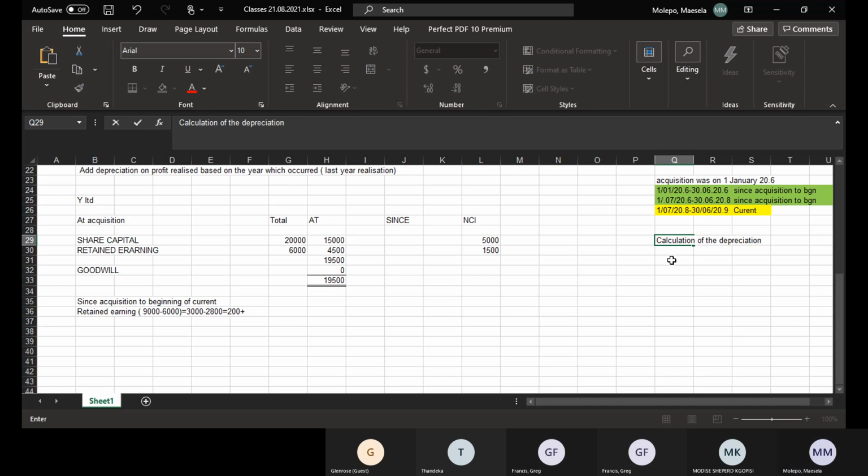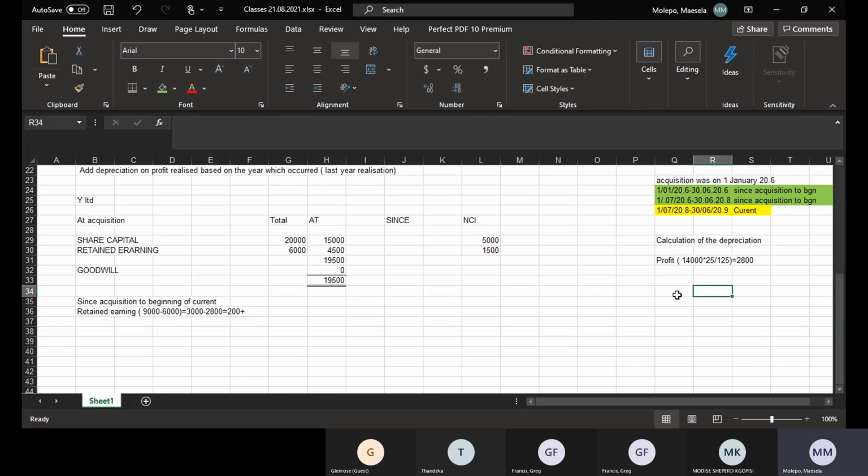So first we calculate the profit. The asset which was purchased on 1 January 2008 has a total cost of 14,000. Then you multiply by 25, you divide by 125. Then you get a profit of how much? 2,800. This is the profit.